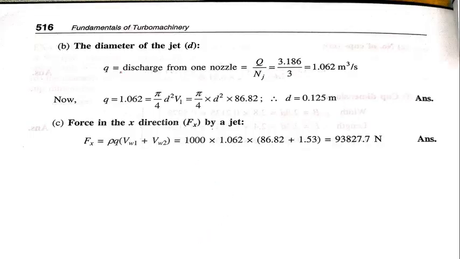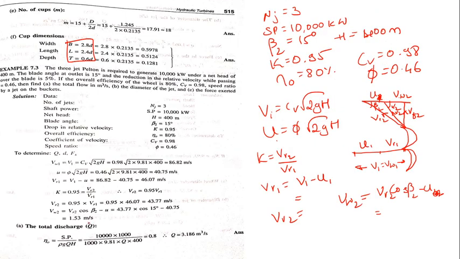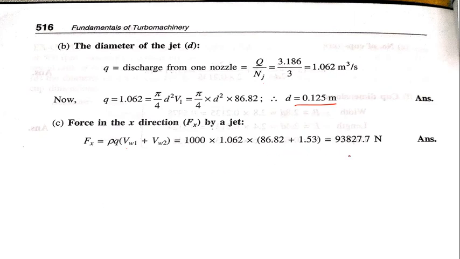Okay. So the jet diameter is given by what? Q by Nj. So that will give the small q. So small q is equal to pi by 4 d square V1. We will get the small d. So force in x direction, rho q Vw1 plus Vw2. Here we need the Vw1 and Vw2. Therefore we have found the Vw1 and Vw2 over here. So substituting that, we will get the force in x direction.